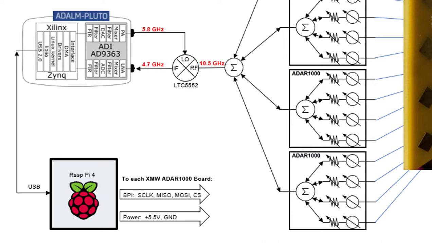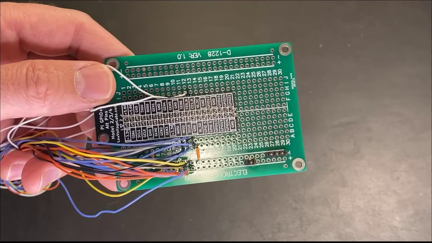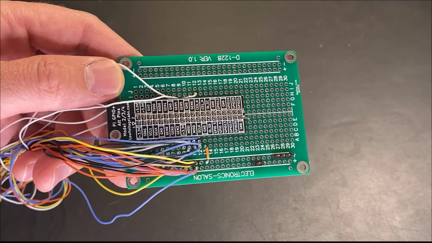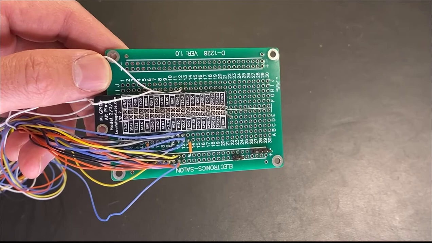And then on that Raspberry Pi, we'll be running the PyADI-IIO Python library that's going to control both Pluto and all the ADR1000s. There's a crude breakout board that I had to make for the Raspberry Pi. It brings all four of those wiring harnesses together that go to each of the individual ADR1000 cards and just brings it to the Raspberry Pi interface. It looks worse than it really is. It's just a lot of wires going to the SPI 0 port on the Raspberry Pi.